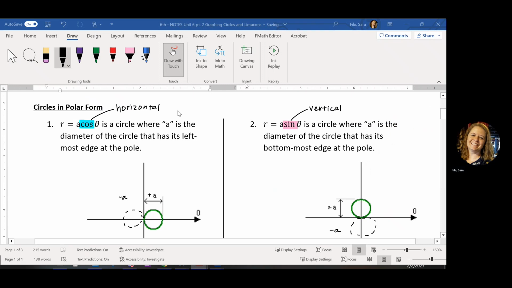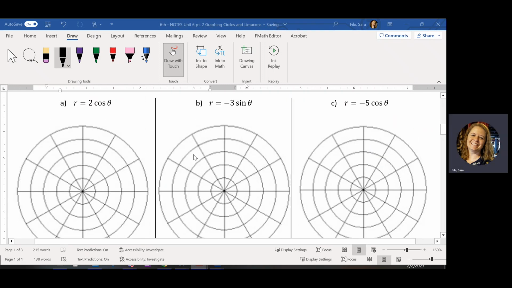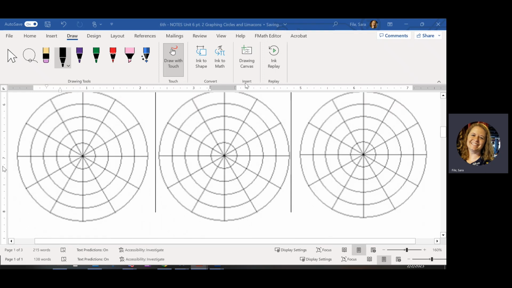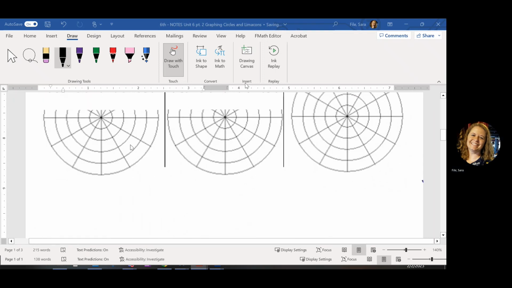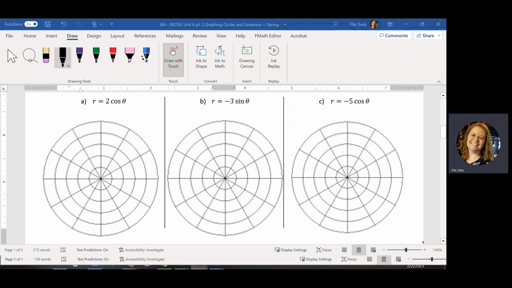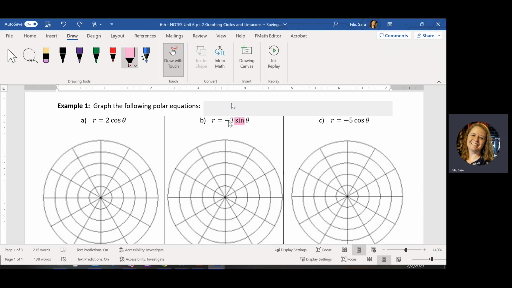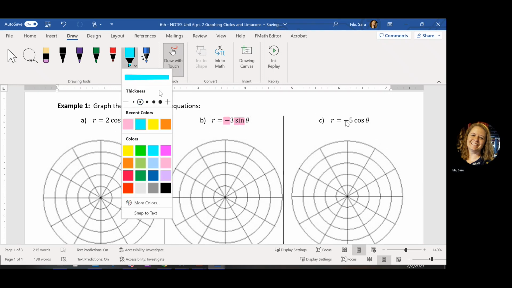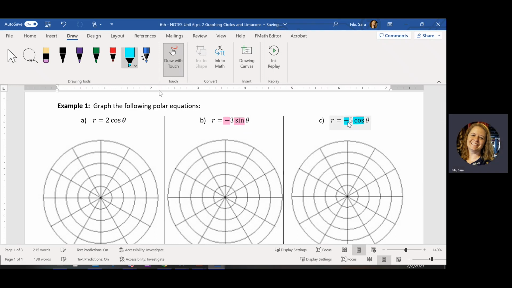Okay. So if I want to sketch these circles, I first need to identify if it is a sine or cosine function, because that's going to determine the direction that my circle is going from the pole, or which edge of the circle is going to be on the pole.